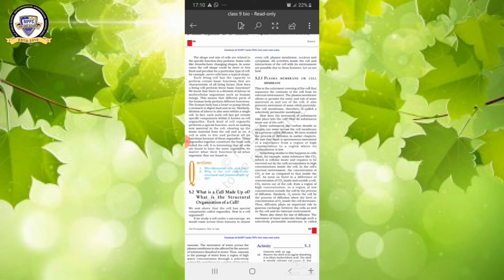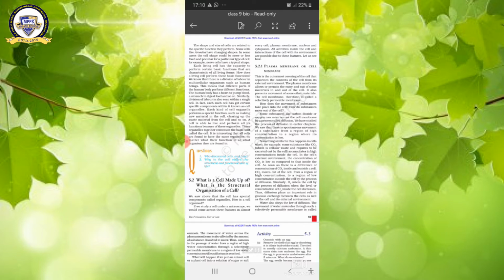Each living cell has the capacity to perform certain basic functions that are characteristic of all living forms. How does a living cell perform these basic functions?